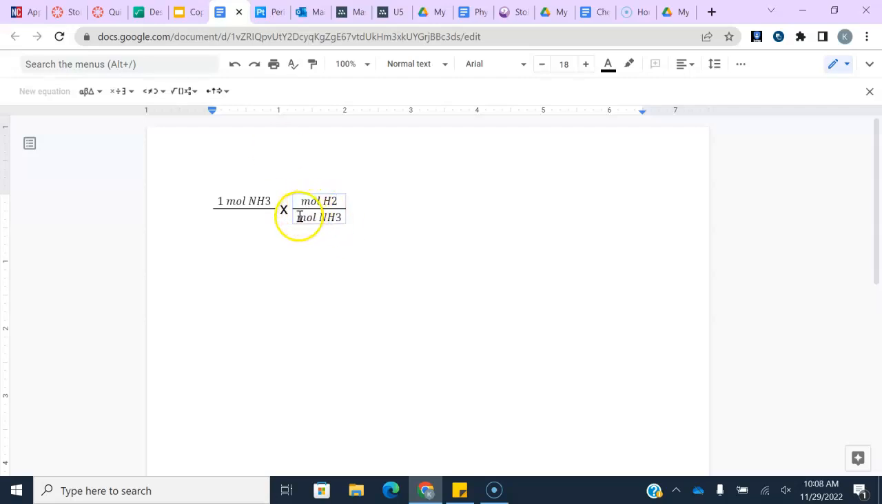Okay, so it's a 3:2 ratio. So there are 3 moles of H2 for every 2 moles of NH3. Okay, so there is my first conversion where we go from moles of our given to moles of our unknown.